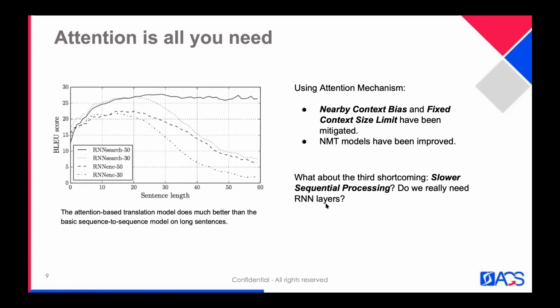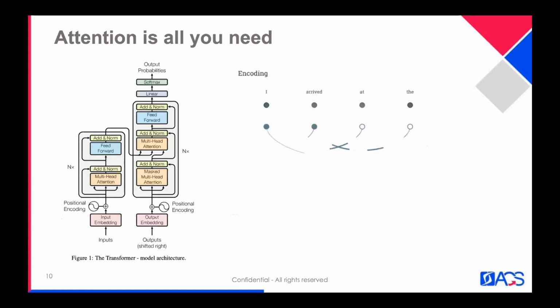What can we do to solve this third problem, since it is due to the RNN layers? What if we just remove the RNN layers? This is the basic idea contained in the Attention Is All You Need paper, where the authors introduced the transformer architecture, where we don't have RNN layers, but just three different kinds of attention mechanisms.